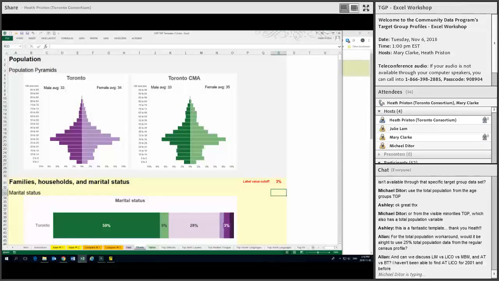Thank you, Alan. We've got the low income questions ready to tackle there. Yeah, we'll get to that. Do we have anything else specific to the profile in the meantime?